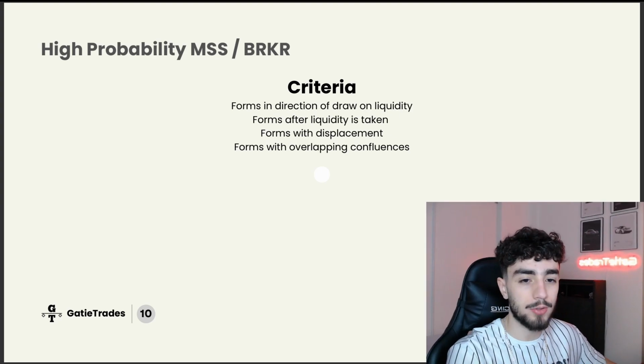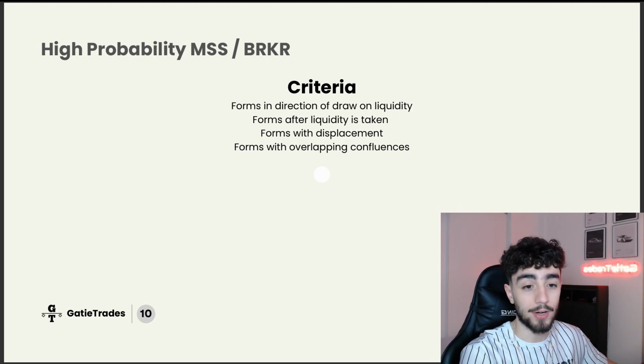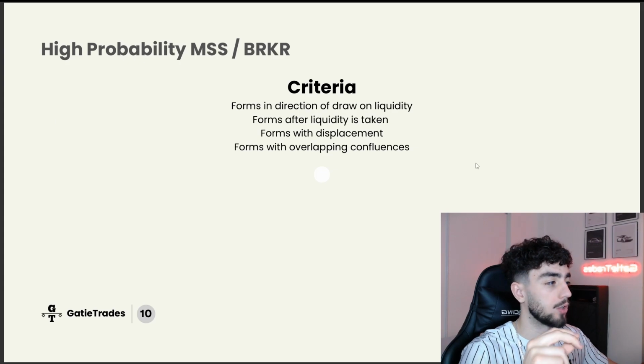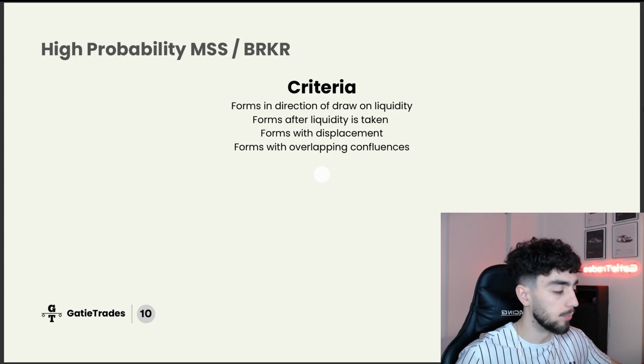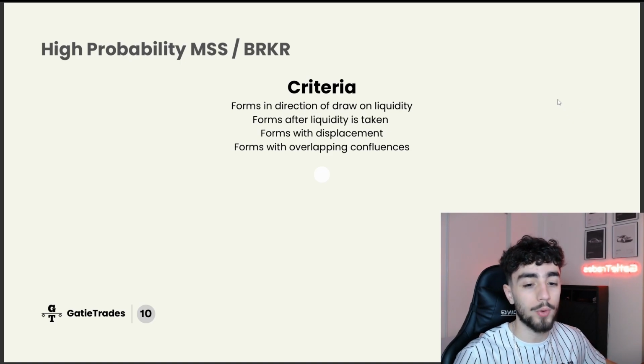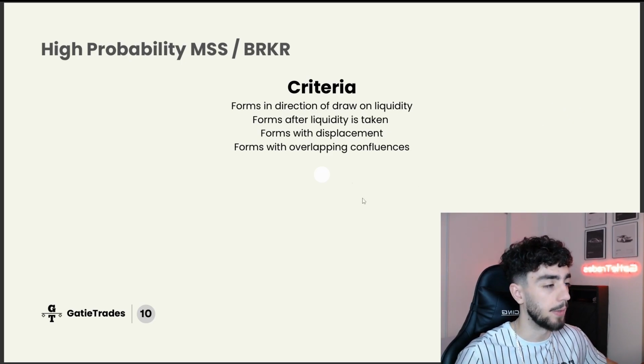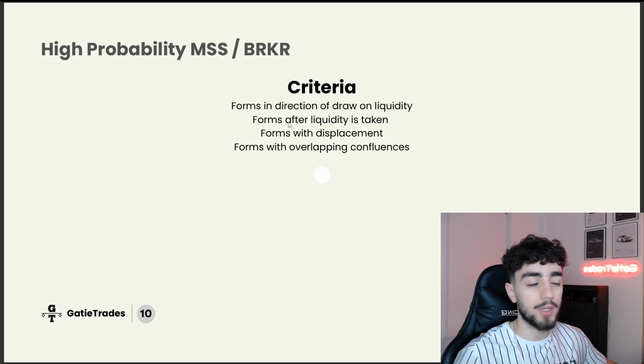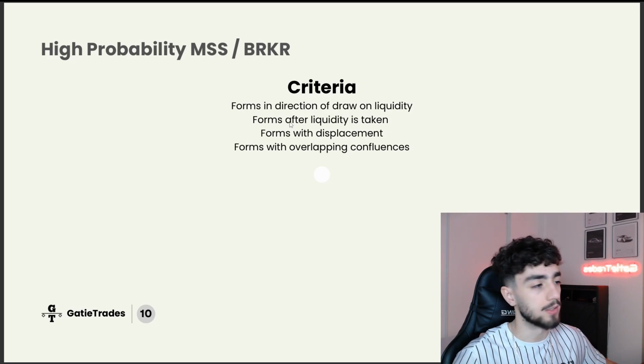So what is the criteria for a high probability market structure shift or a breaker? One, it forms in the direction of your drawn liquidity. It does not matter if we formed a bullish breaker if you're expecting lower prices. It is simply a fake run then. It all depends on which direction you already expect the market to trade towards, right? Two, this forms after liquidity is taken. Like I said, you need to see liquidity taken out of the marketplace before you scan for this.